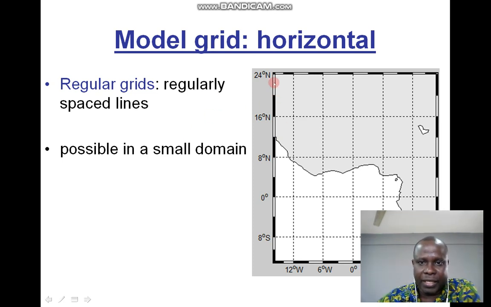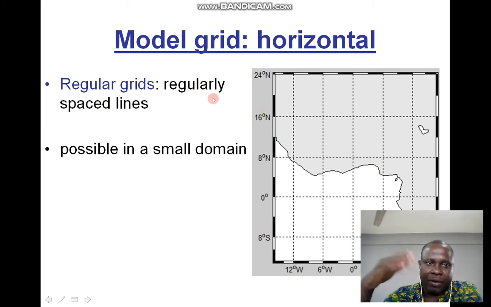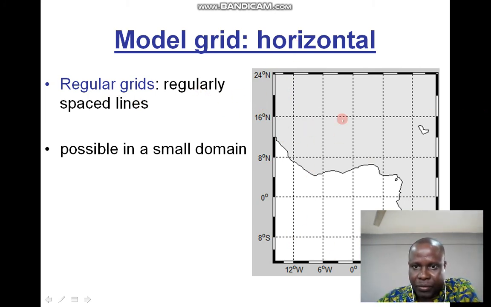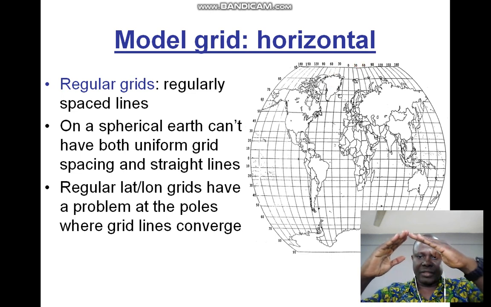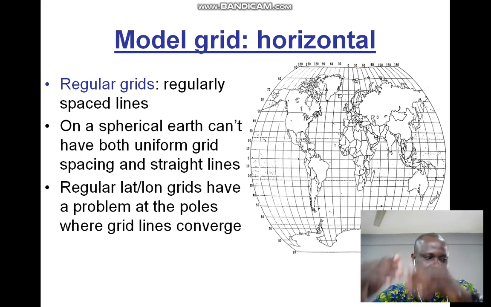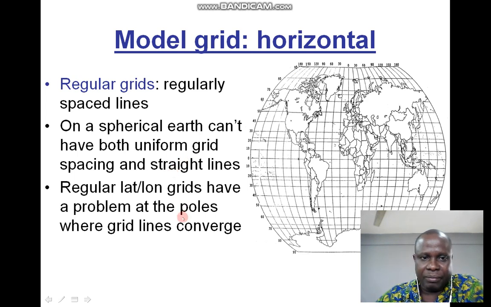Horizontally, if this is your grid, for instance, you can use a regular grid where you use regularly spaced lines to split this into various cells, like boxes or rectangles, and then you solve your equations within this. In the case of global modeling, you often can't use the regular grid because there is convergence at the poles. The longitudes converge, so you have problems when you get to the top here. So people come up with different approaches and methods to deal with that.